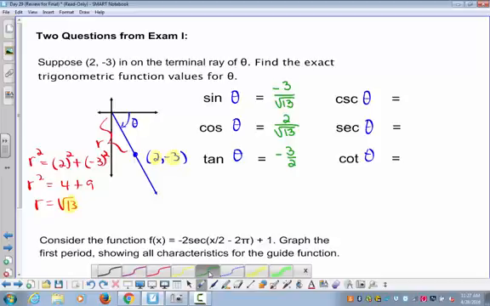And then as long as you've written your table the same way you should always write it, we just have to take the reciprocals in the right place. So here we'll get negative root 13 over 3. Here we'll get root 13 over 2. And here we'll get negative 2/3.